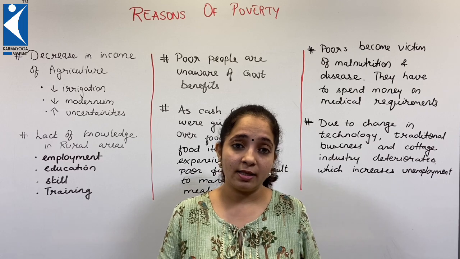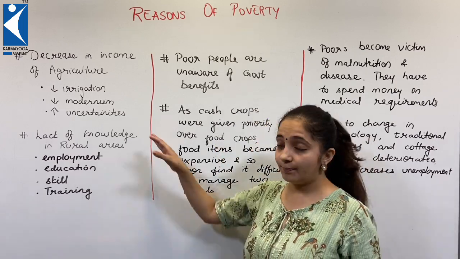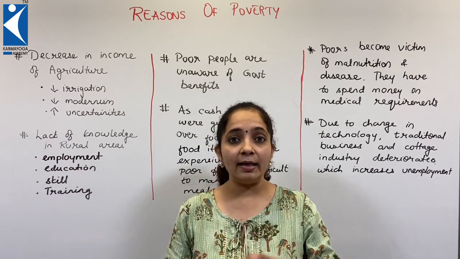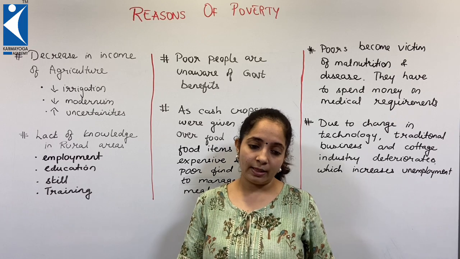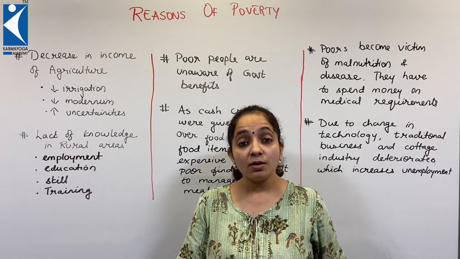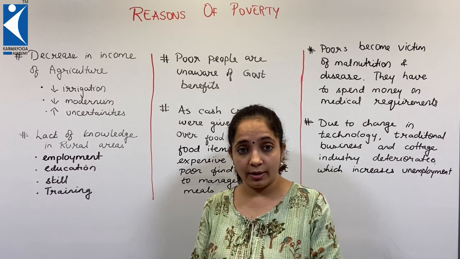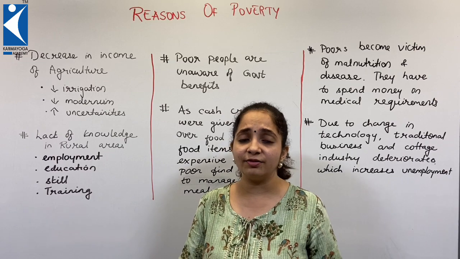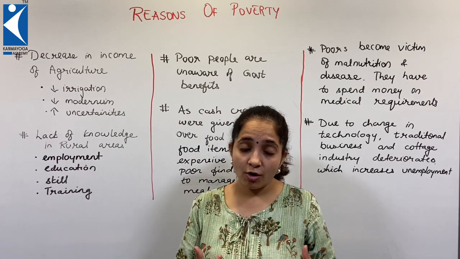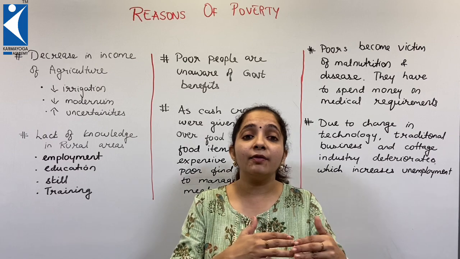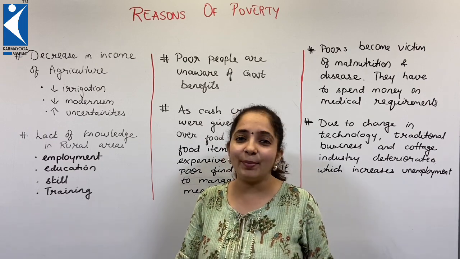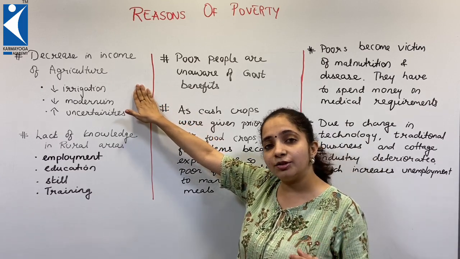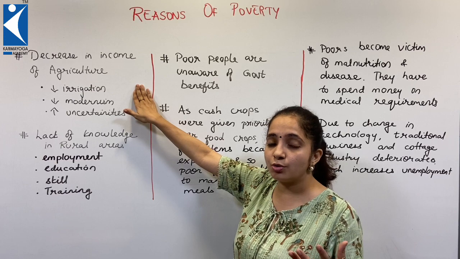Why poverty? The first reason, as we have learnt in previous chapters, is that the main source of income for people in India is agriculture. Now when 70% of the population is dependent on agriculture, the agricultural sector has to be capable enough to bear the weight of so many people dependent on it and yet give huge returns. That is not happening. You see, there is a decrease in agricultural income. Why is agriculture not fetching a good amount for farmers?